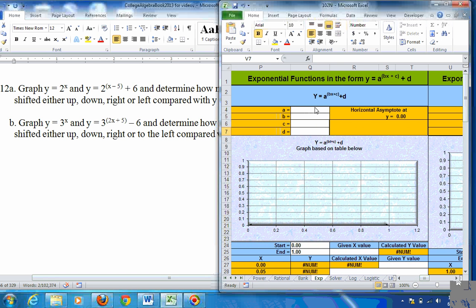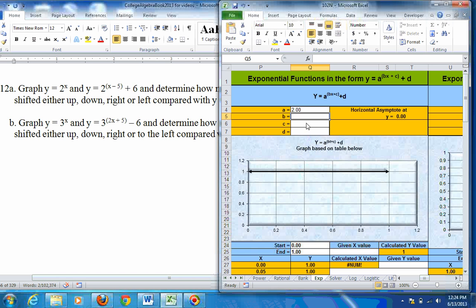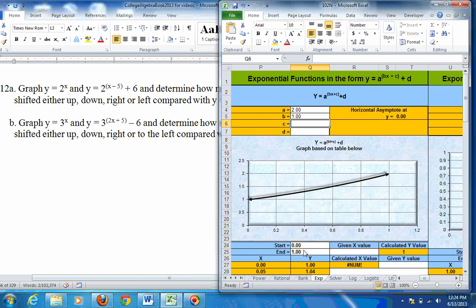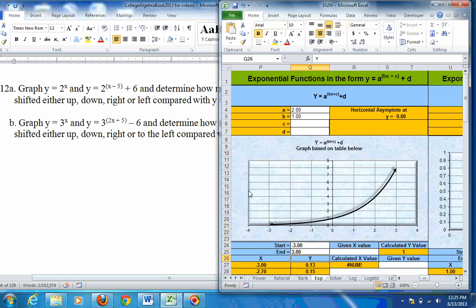gives you a place to take anything raised to an exponent, and the one we're doing is 2 to the x, so I'll just put a 2 in here for the a, and I also need to put a 1 in here for the b because the bx here. So there's the graph of 2 to the x. Let's go from like, I don't know, -3 to 3 or so. So there's a graph of 2 to the x.